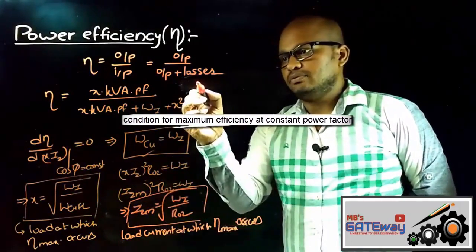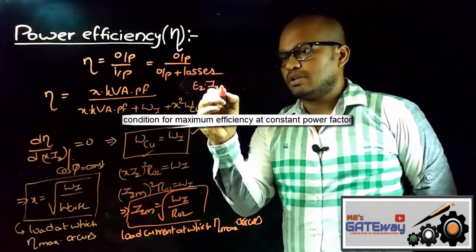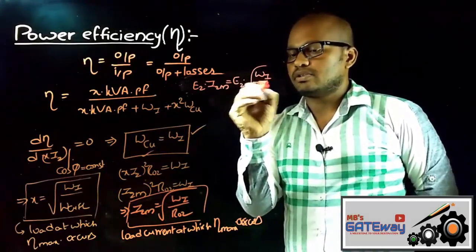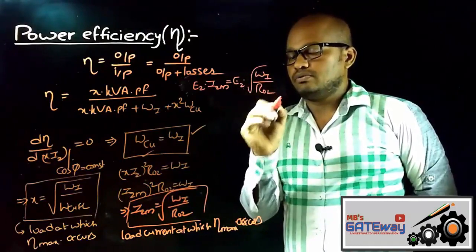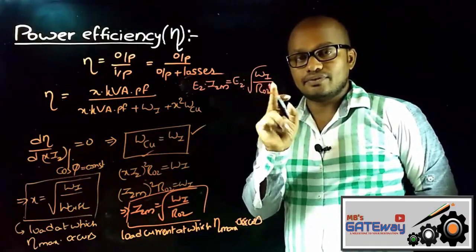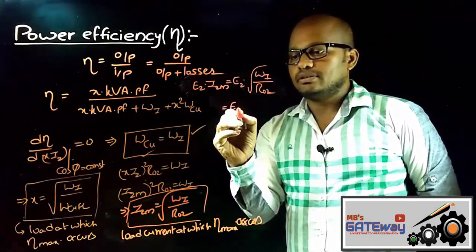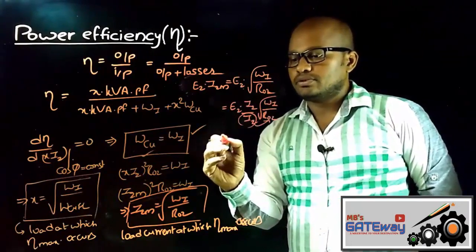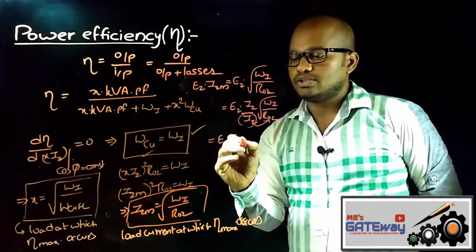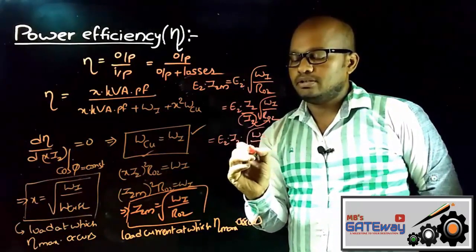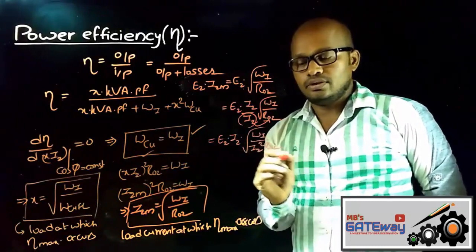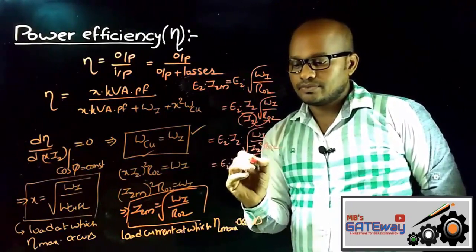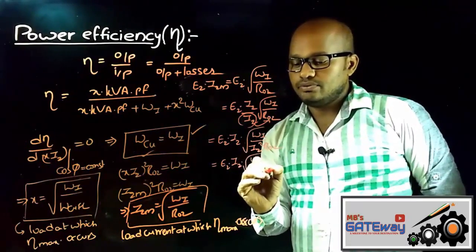And now multiply on both sides with E2. So E2 into I2M is equal to E2 into square root of iron losses by R02, where here R02 is the equivalent resistance of transformer. And now divide and multiply this with I2 and take this I2 inside square root. So E2 into I2 divided by WI by I2 square R02, and I2 square R02 represents the full load copper losses. So WI by WCU FL.